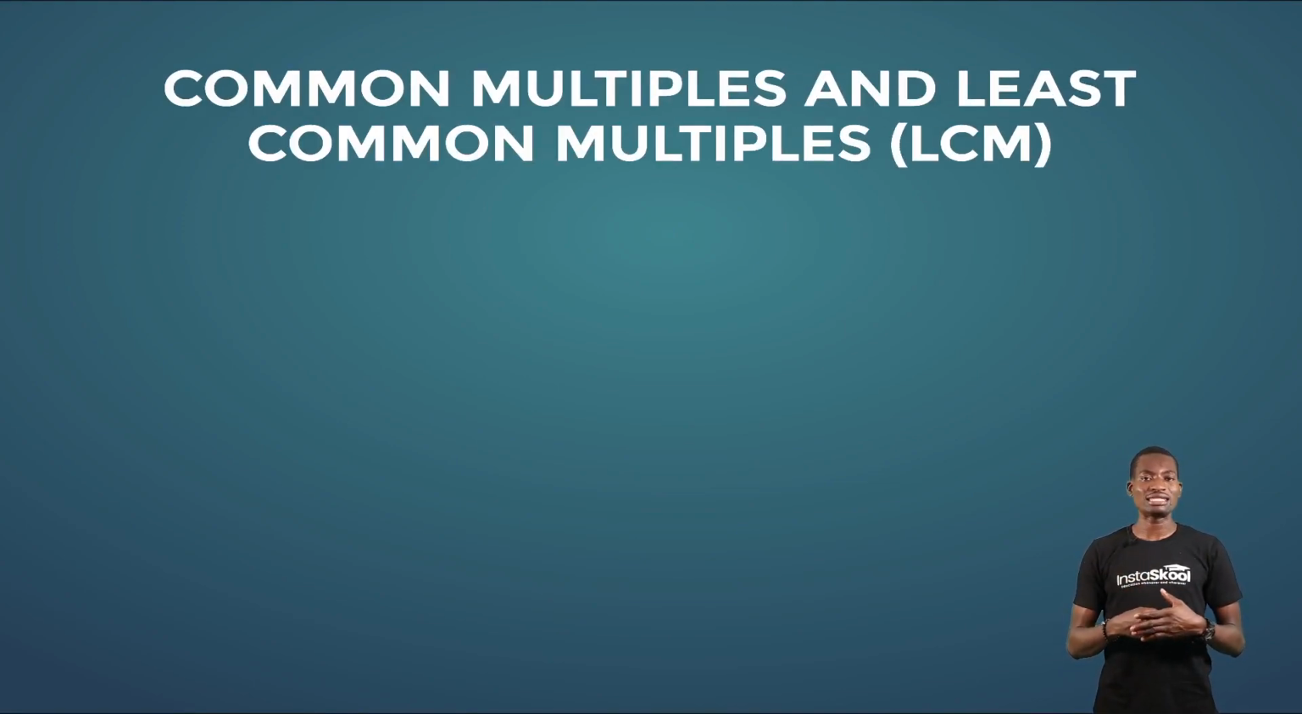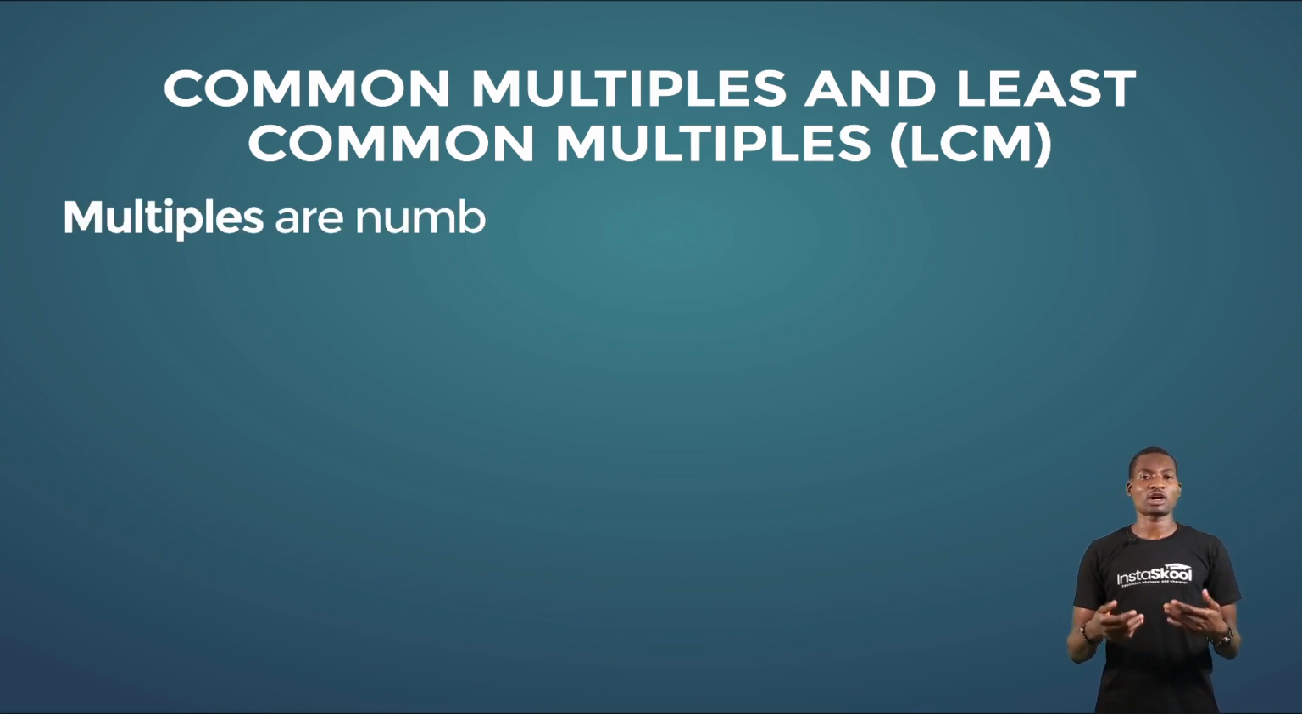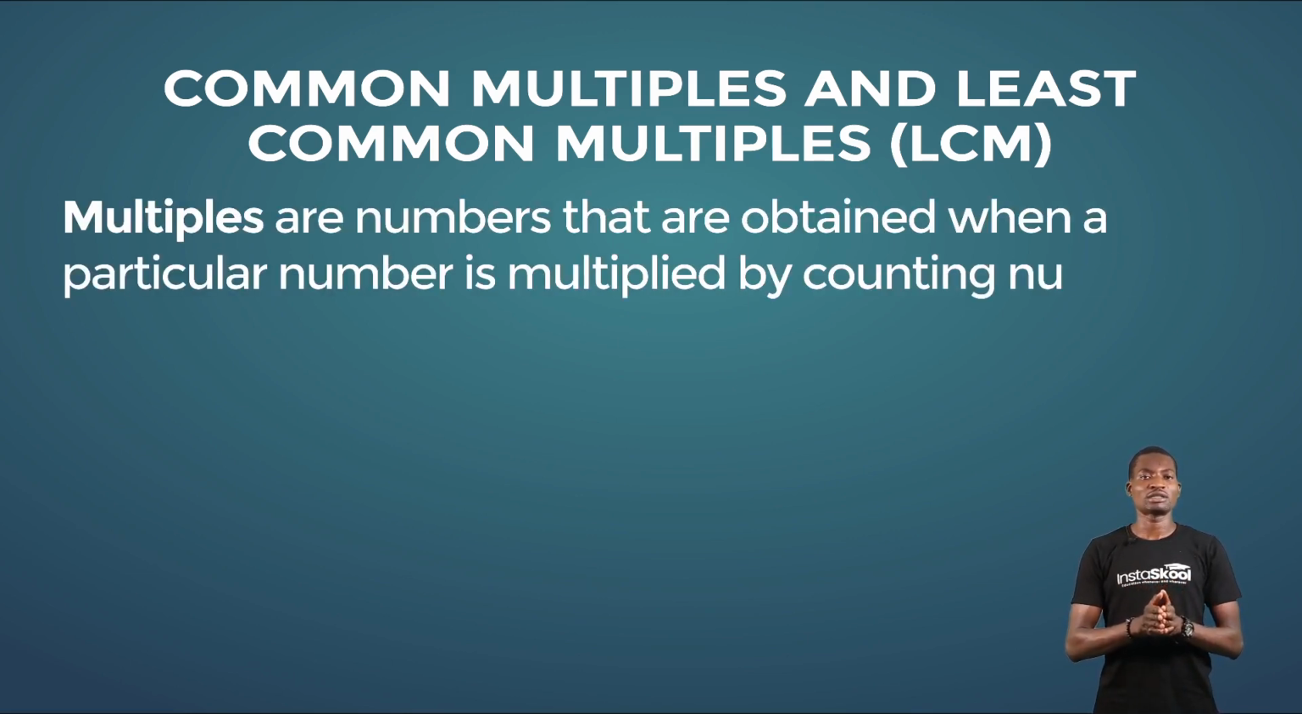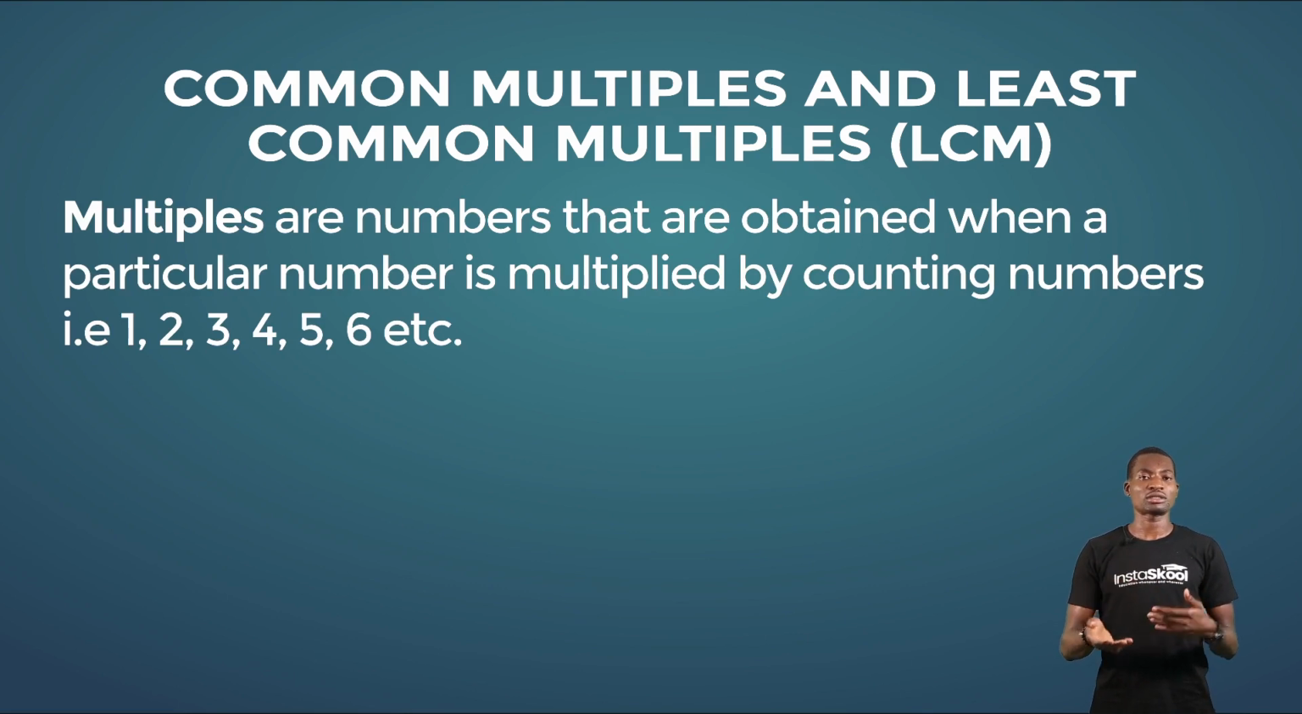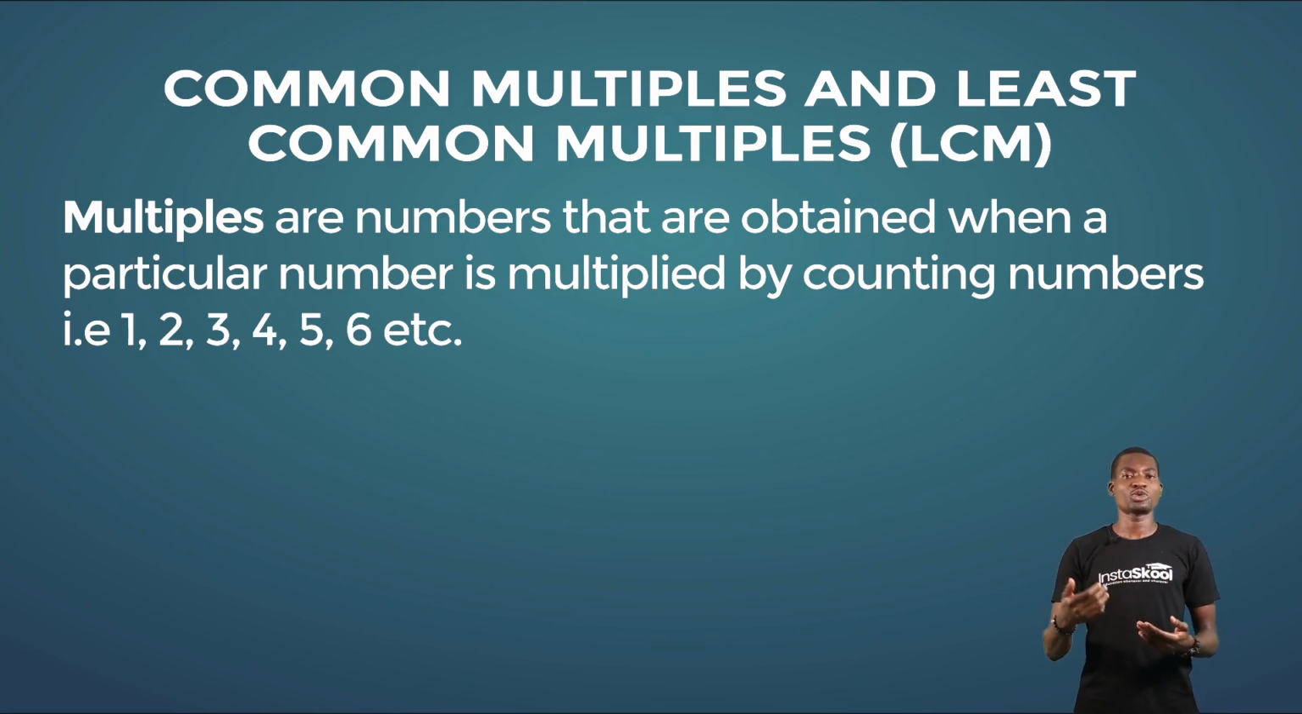In this next section, we are going to learn about common multiples and least common multiples, also called LCM. What do we mean by multiples? Multiples are numbers that are obtained when a particular number is multiplied by counting numbers, that is 1, 2, 3, 4, 5, 6, and the rest.